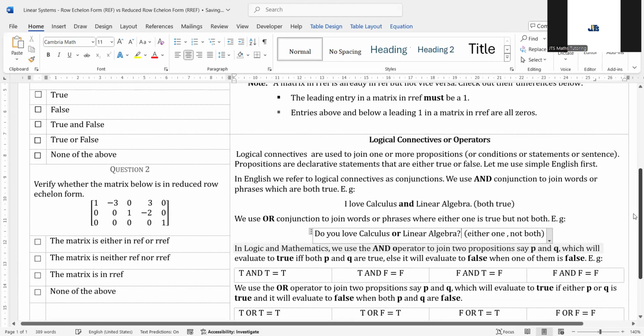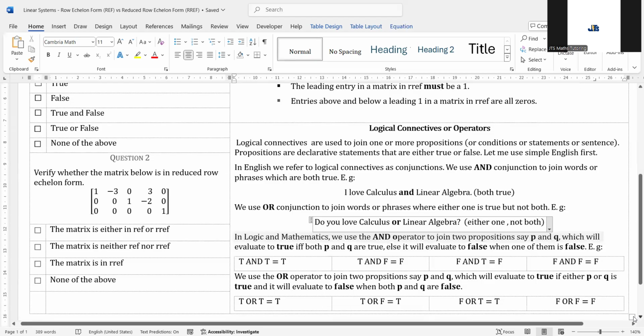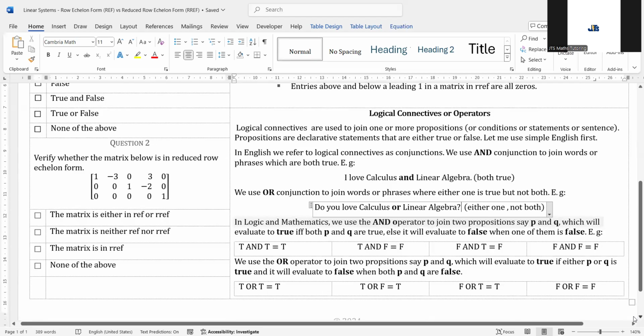Do you love calculus or linear algebra? This means it's either one and not both. So when you ask this question, the person is either going to respond, I love calculus, which means they don't love linear algebra, or they can say, I love linear algebra, meaning that they don't love calculus. Okay, beautiful. So the same analogy right here is what we use again in logic and mathematics.